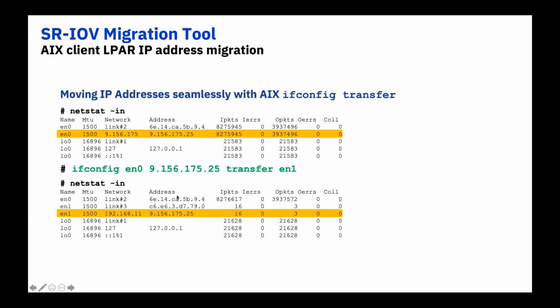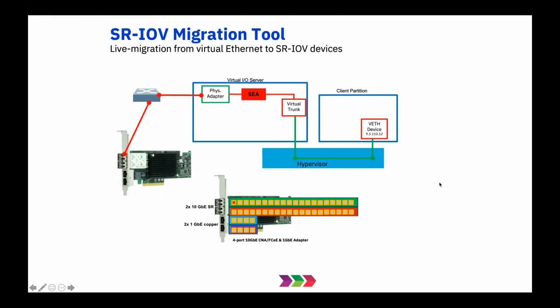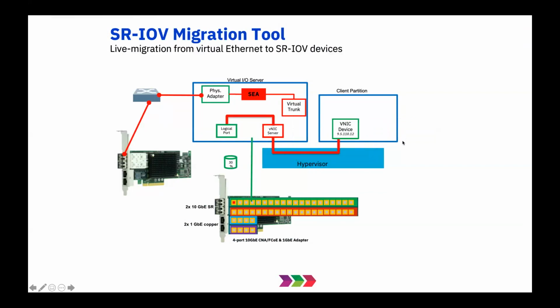Okay, it is dynamic, it is on the fly, but there's a catch behind that. It requires certain checks, and you should not delete the previous adapter right away. So the toolkit does these checks for you. This is the process. You have the partition with a virtual Ethernet adapter. You add a VNIC device next to the virtual Ethernet. You migrate the IP address from virtual Ethernet to VNIC, and then you remove the virtual Ethernet adapter from the picture, leaving the partition with SR-IOV connectivity.